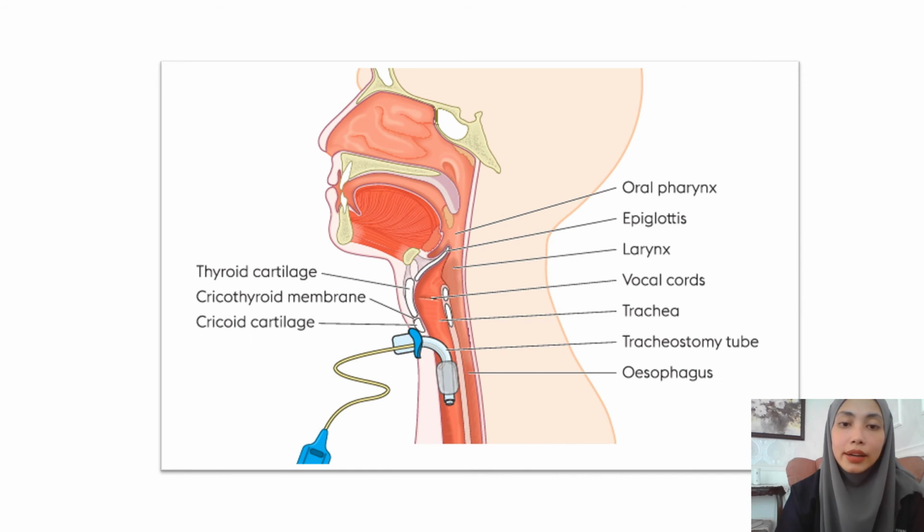Ini adalah gambaran dari tepi. Kalau kita dah insert the tracheostomy tube lah, so any obstruction up here will be bypassed. So that is the function of tracheostomy, to bypass any upper airway obstruction.